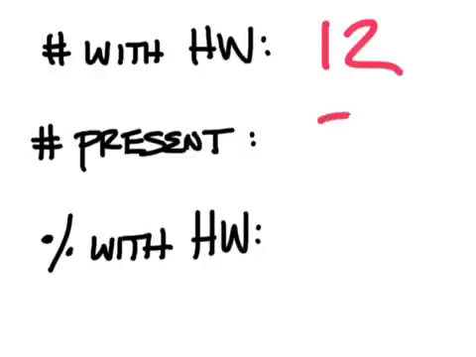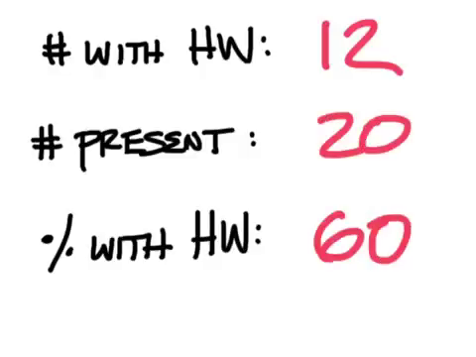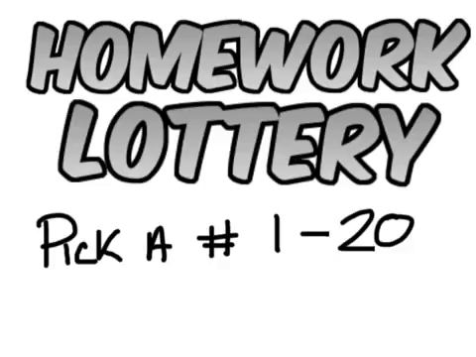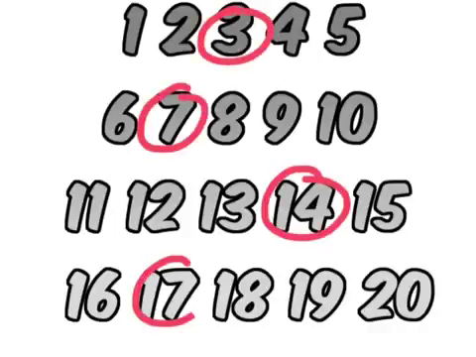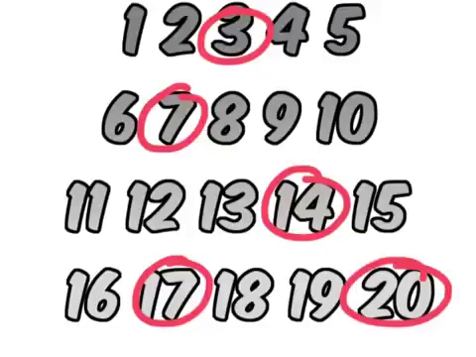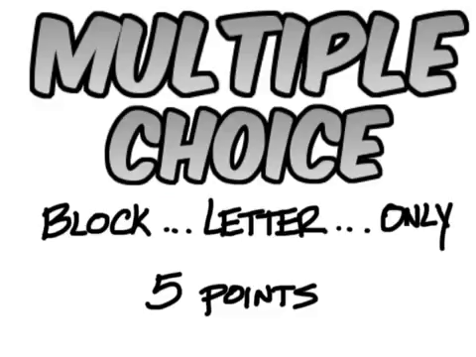We have 12 out of 20, which is 60%. If you have credit for your homework, bring up a number from 1 to 20. The winning numbers today are 3, 7, 14, 17, and 20. Multiple choice. Block letter only.